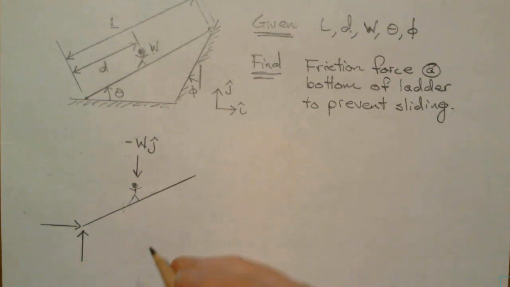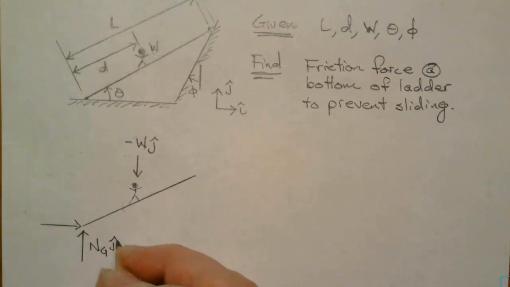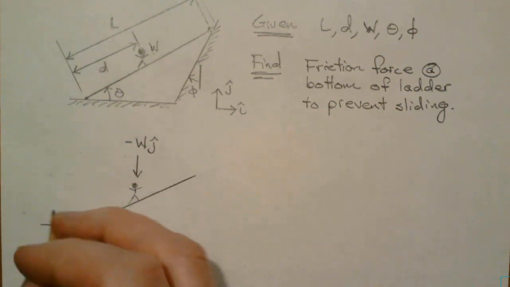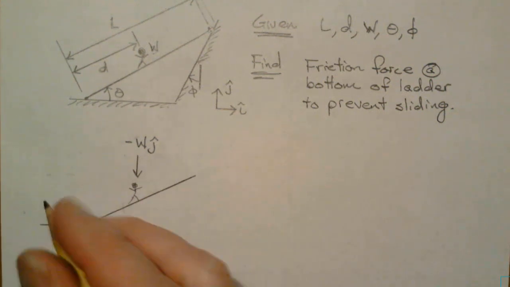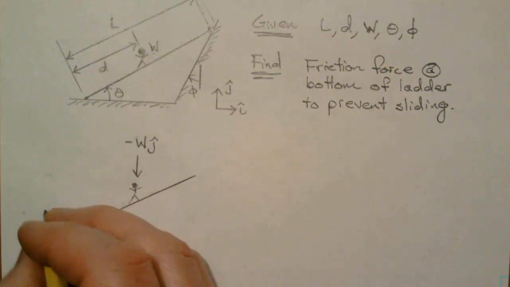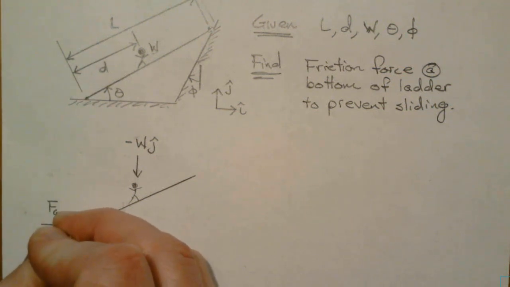So right here we have a normal force from the ground pushing on the ladder, so I'm going to call this NG, and this is going to be in the positive j hat direction. And then we have a friction force. We don't really necessarily know which way the friction force is, but you might guess where it is. I'm going to draw it to the right. It seems to make the most sense to me.